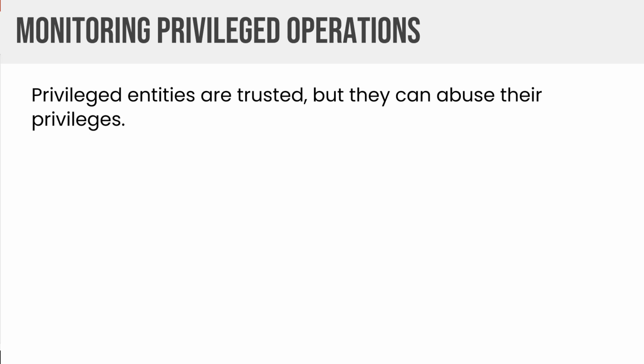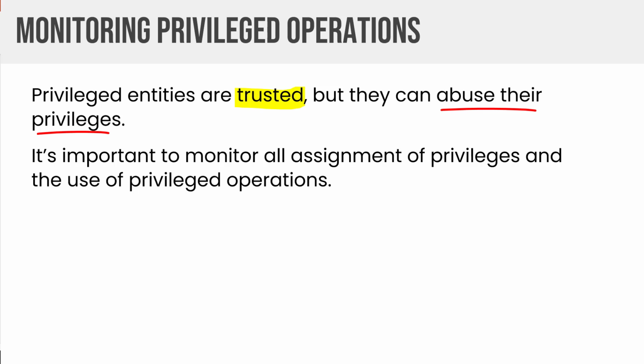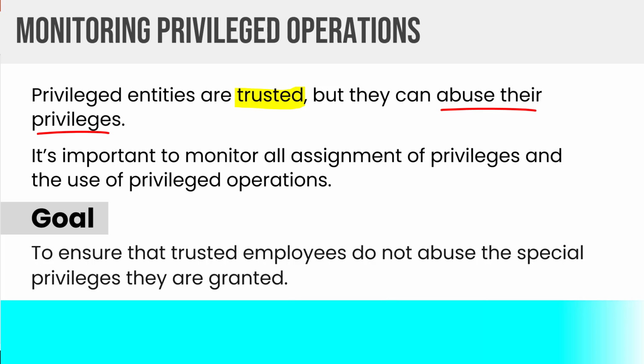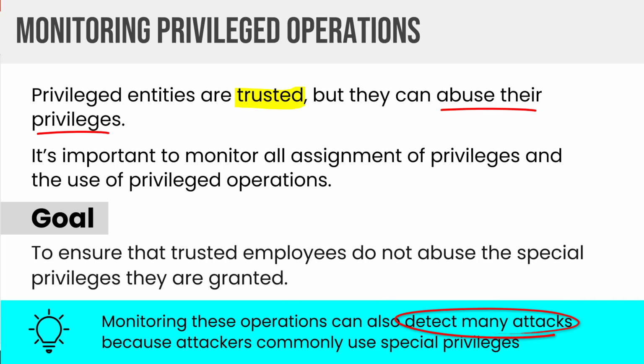Monitoring privileged operations. Privileged entities are trusted, and we know a malicious insider can abuse their privileges, right? So it's important that we monitor all assignment of privileges and the use of those privileged operations. The goal is just to ensure that trusted employees don't abuse the privileges they're granted. And in fact, having that audit trail is a measure of due care that we've talked about in other videos. But monitoring these operations can also detect many attacks because attackers commonly use special privilege. So if we see special privileges being used in an unusual way, it may surface an attack in that respect.